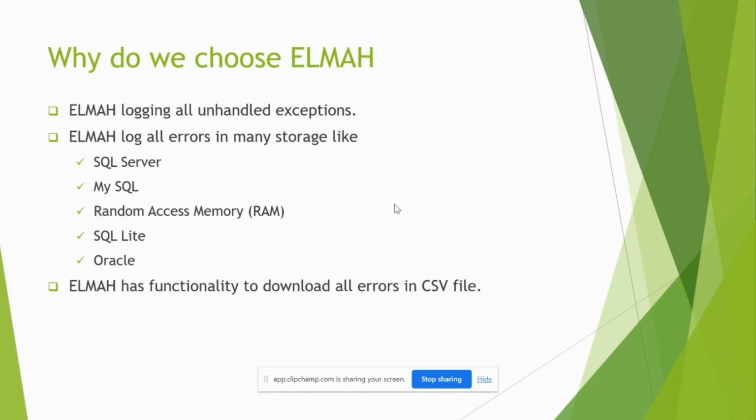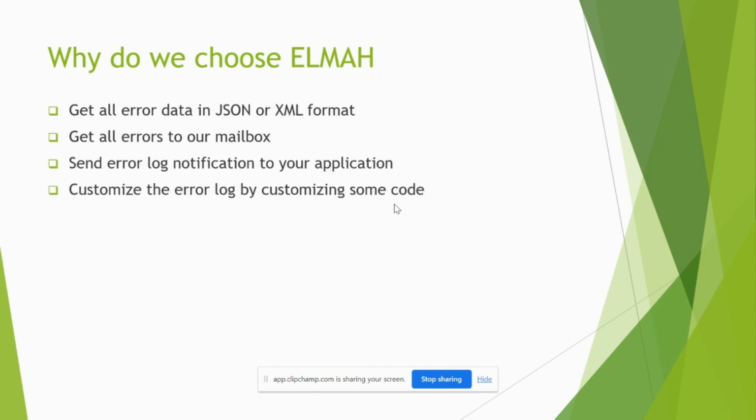Elmah can log all errors in many storages, like SQL Server में भी आप capture कर सकते हैं. So if you are using SQL Server database, MySQL, random access memory, SQLite, Oracle, these kinds of databases you can use to track the errors using Elmah. Elmah also has functionality to download all the errors in CSV files. So it's a very big advantage if you want to download CSV files; you can log the errors in CSV files in an easy way using Elmah.